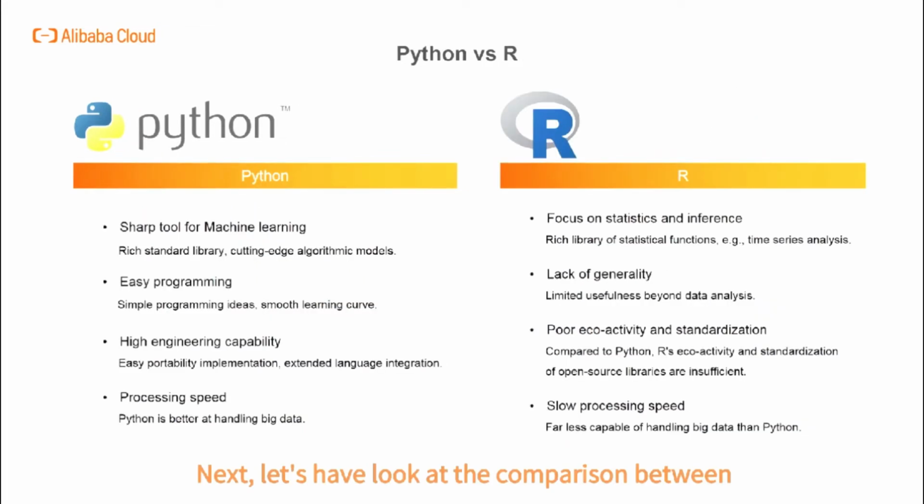Next, let's have a look at the comparison between Python and the R language. As you know, the R programming language is very popular in the field of data analysis. Python is also playing a very important role in the data analysis field. So what are the differences between them?